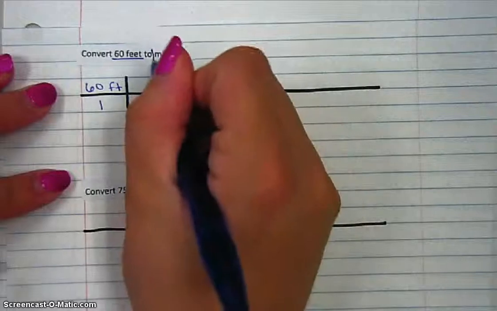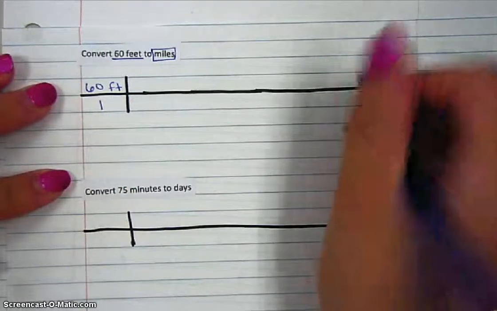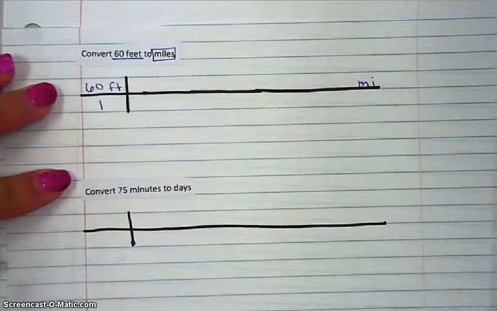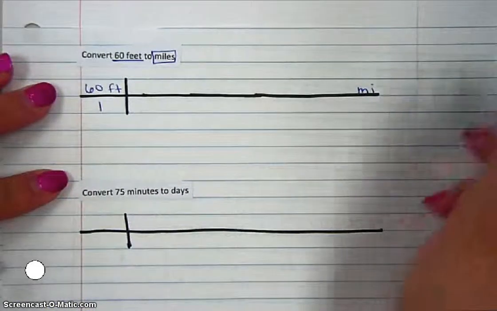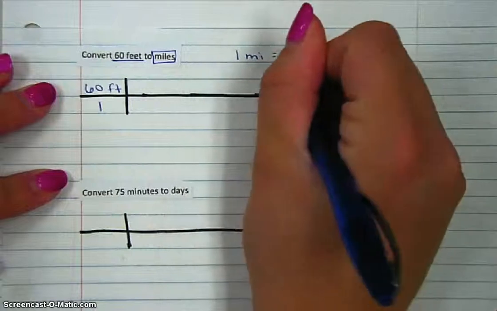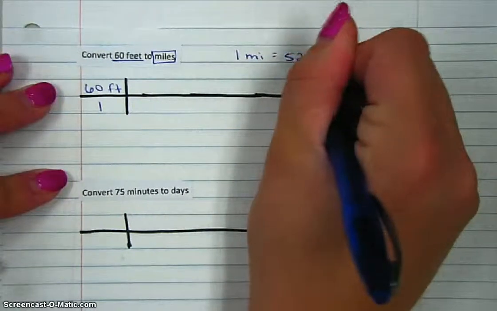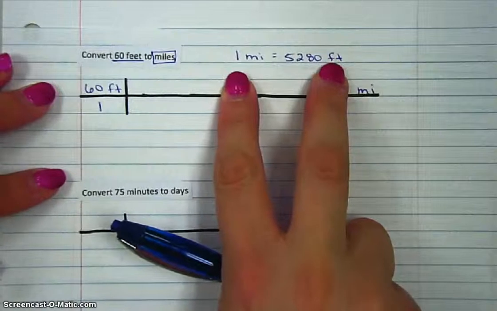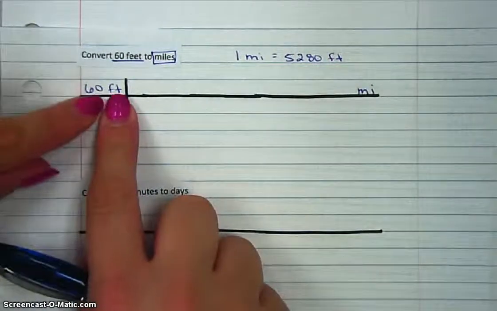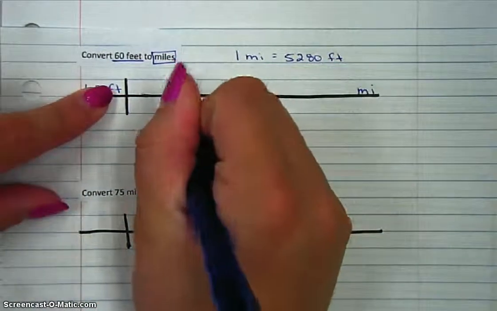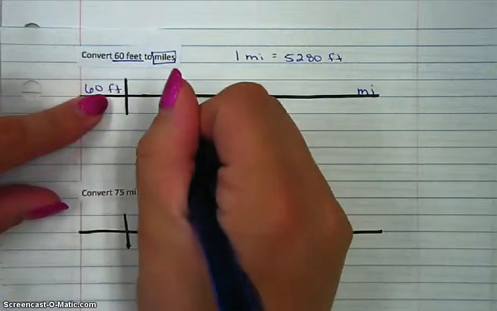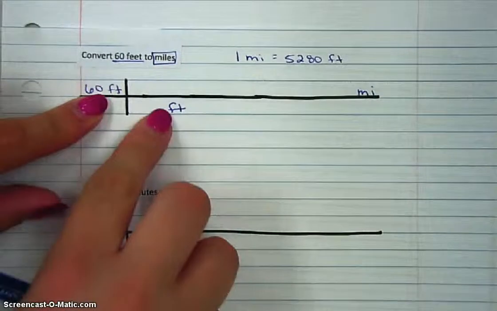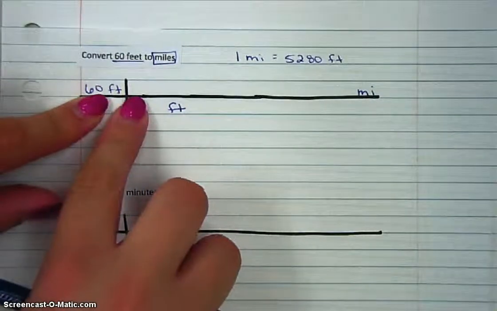We are trying to get to miles. So that's what I'm going to write over here. I need to get feet to miles. Now I know that 1 mile equals 5,280 feet. That's my conversion factor. Because feet are on top, I need feet to be on bottom. They have to be opposite each other so they can cancel out.